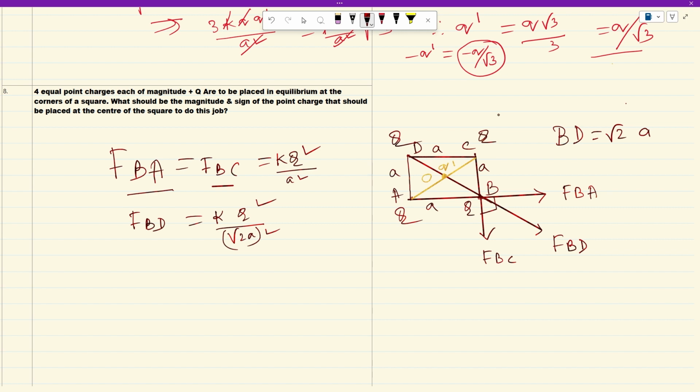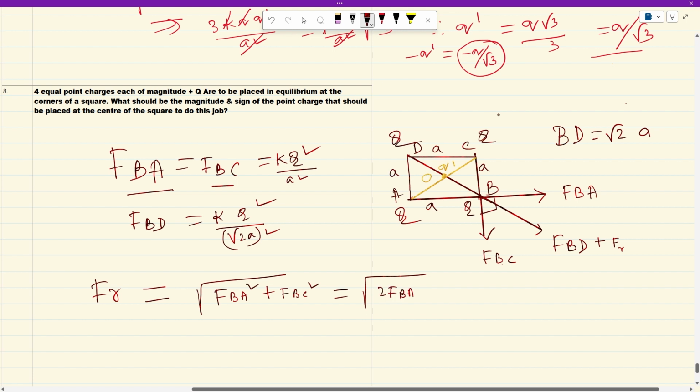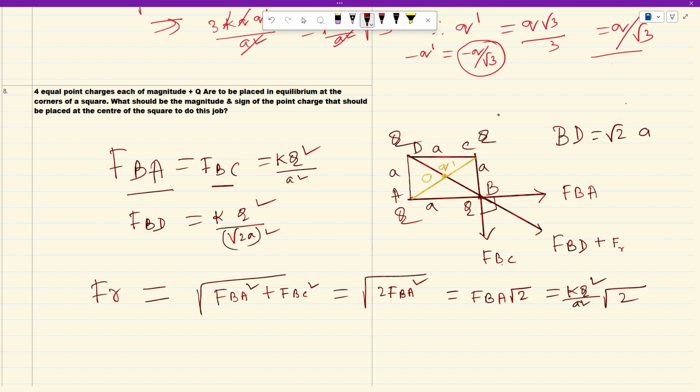FBD is acting this way. It will act in that manner. Okay? It is the resultant of FBA and FBC. That we take as FR. FR is the resultant of FBA and FBC. This is under root. They are at right angle and they are equal. So it is root of 2 FBA square, which is nothing but FBA root 2. That is KQ square by A square root 2.